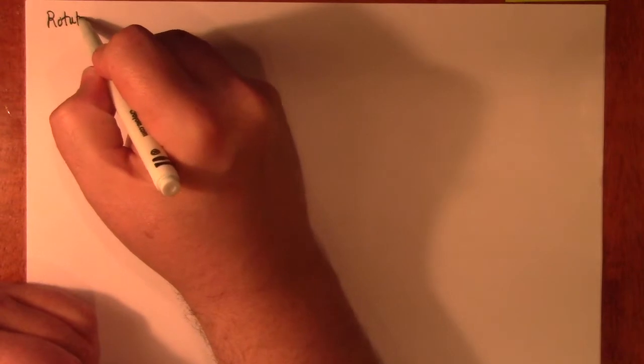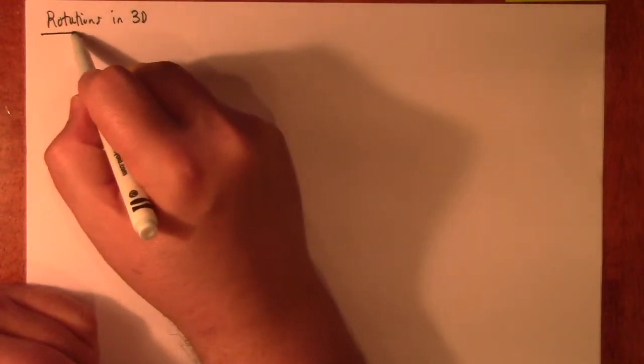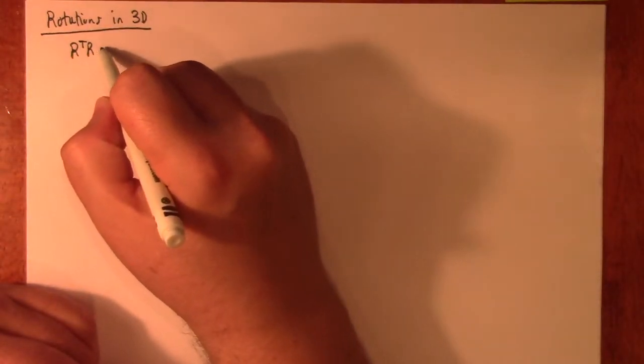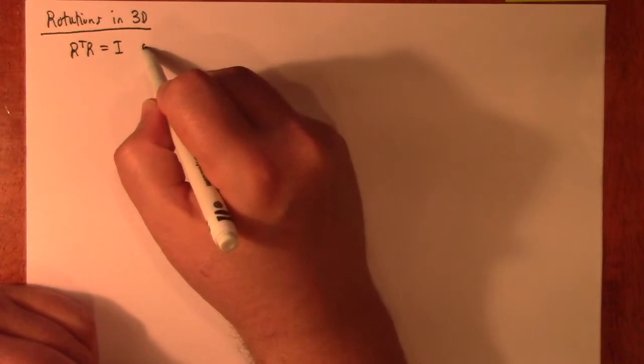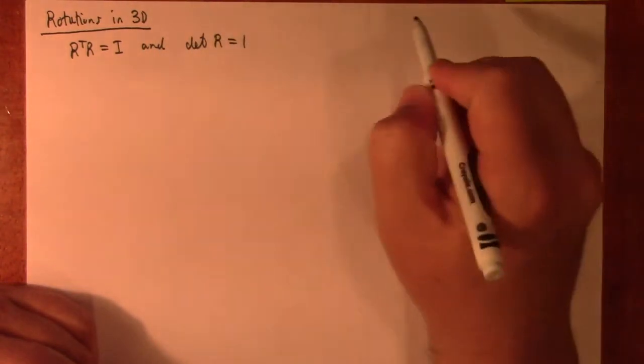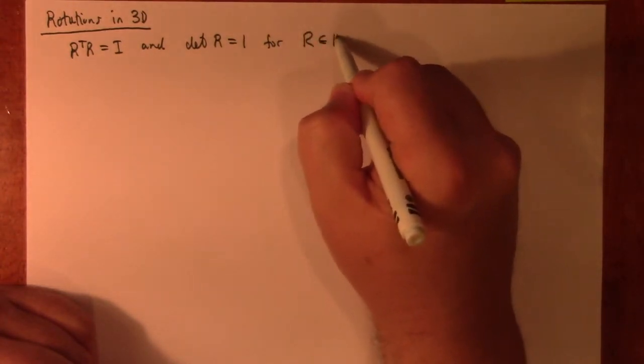Now, you know, this problem, so what do rotations in 3 dimensions look like? It'll catch you off guard if you're not thinking about it. So we're really trying to study R transpose R equal to the identity and the determinant of R equal to 1, for R a 3 by 3 matrix, okay?